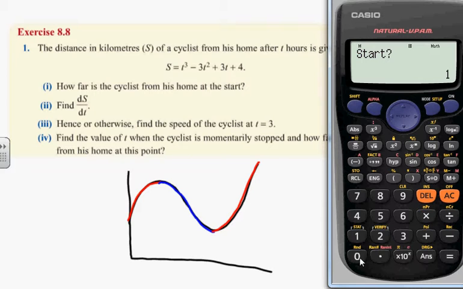So here's what happens. You start 4 kilometres away from home: 0, 4. After 3 hours you're 13 kilometres away from home. After 4, you're 32; 5, 69; 6, 130; 7, 221; 8, 348. So you don't seem to be getting close to home at all, do you?